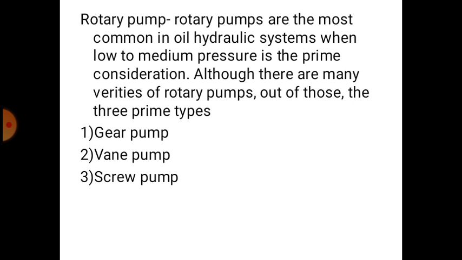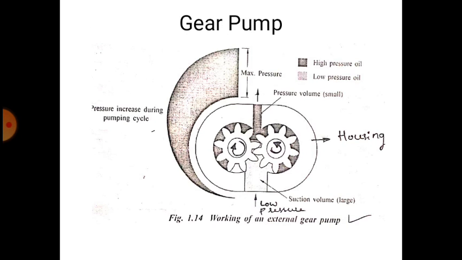Rotary pump. Rotary pumps are the most common in oil hydraulic systems when low to medium pressure is the prime consideration. When the pressure required is very high, at that time we go for piston pumps. Otherwise we use rotary pumps. Although there are many varieties of rotary pumps, the three prime types are gear pump, vane pump, and screw pump. So in the figure you can see the gear pump.